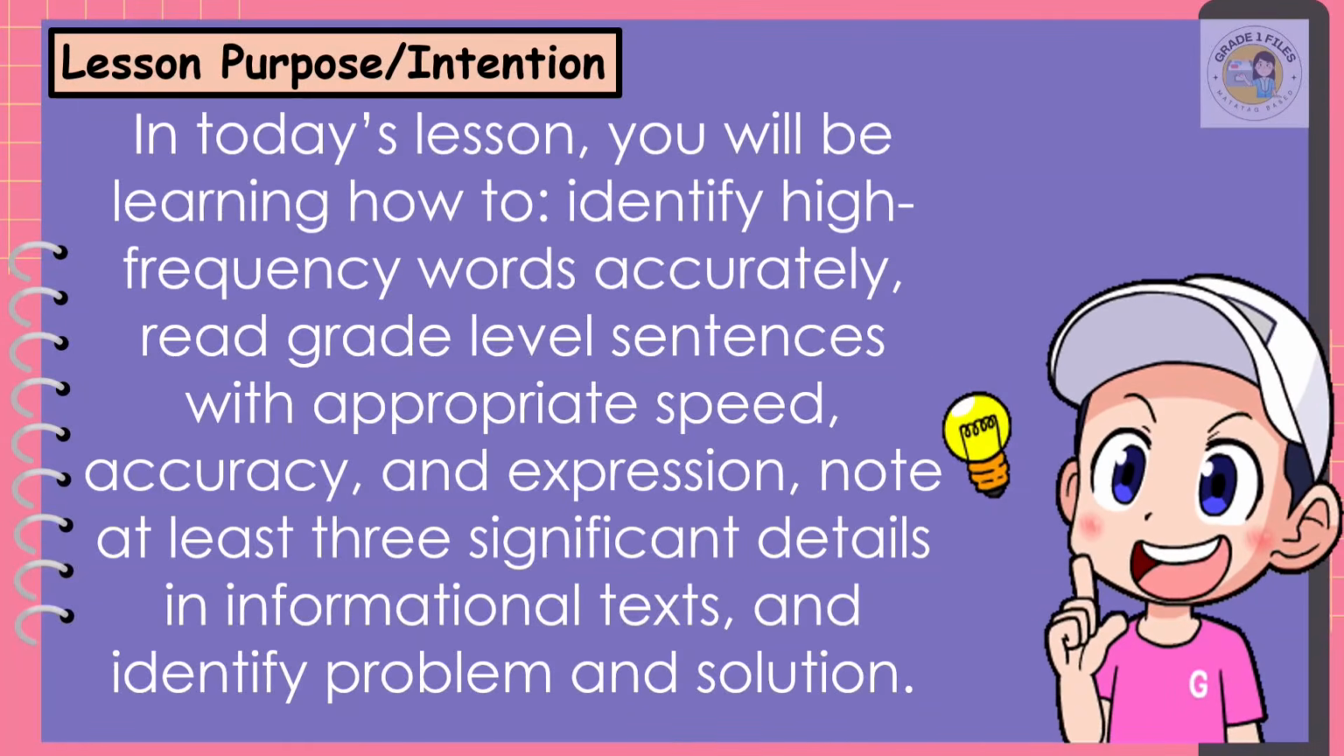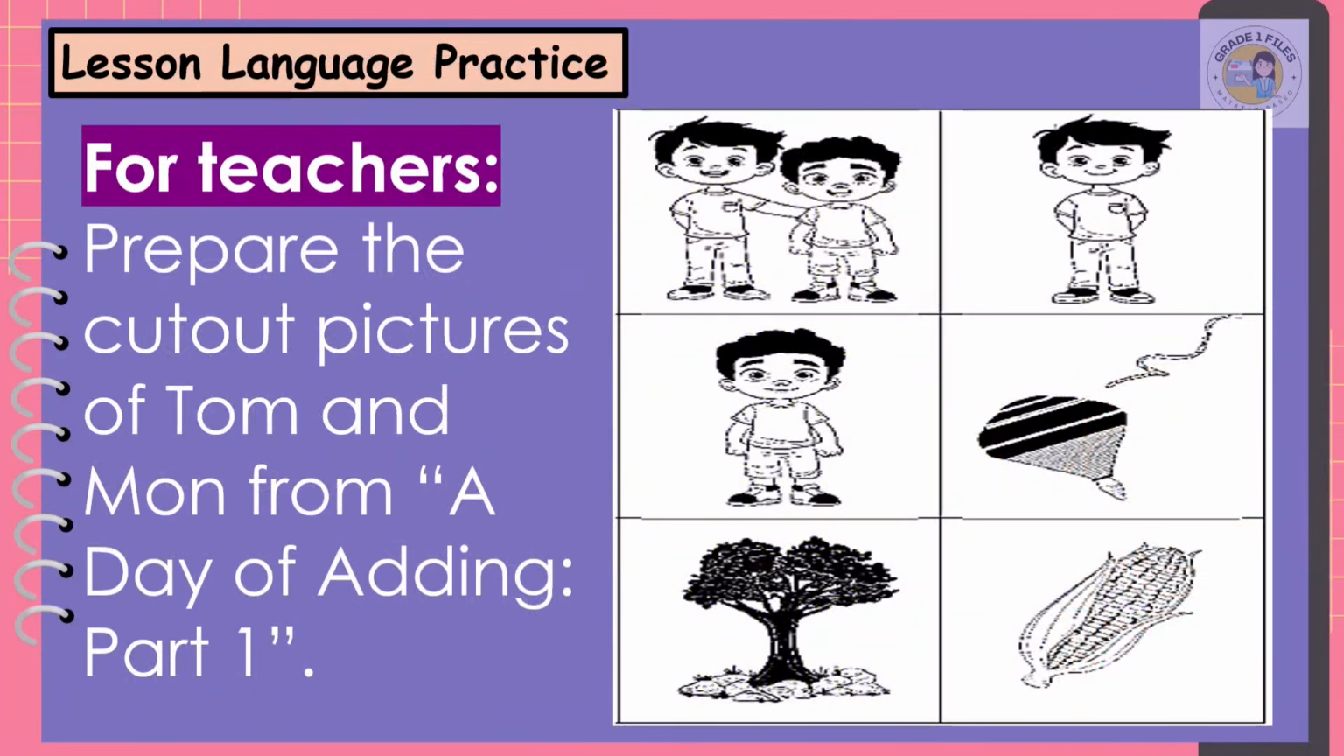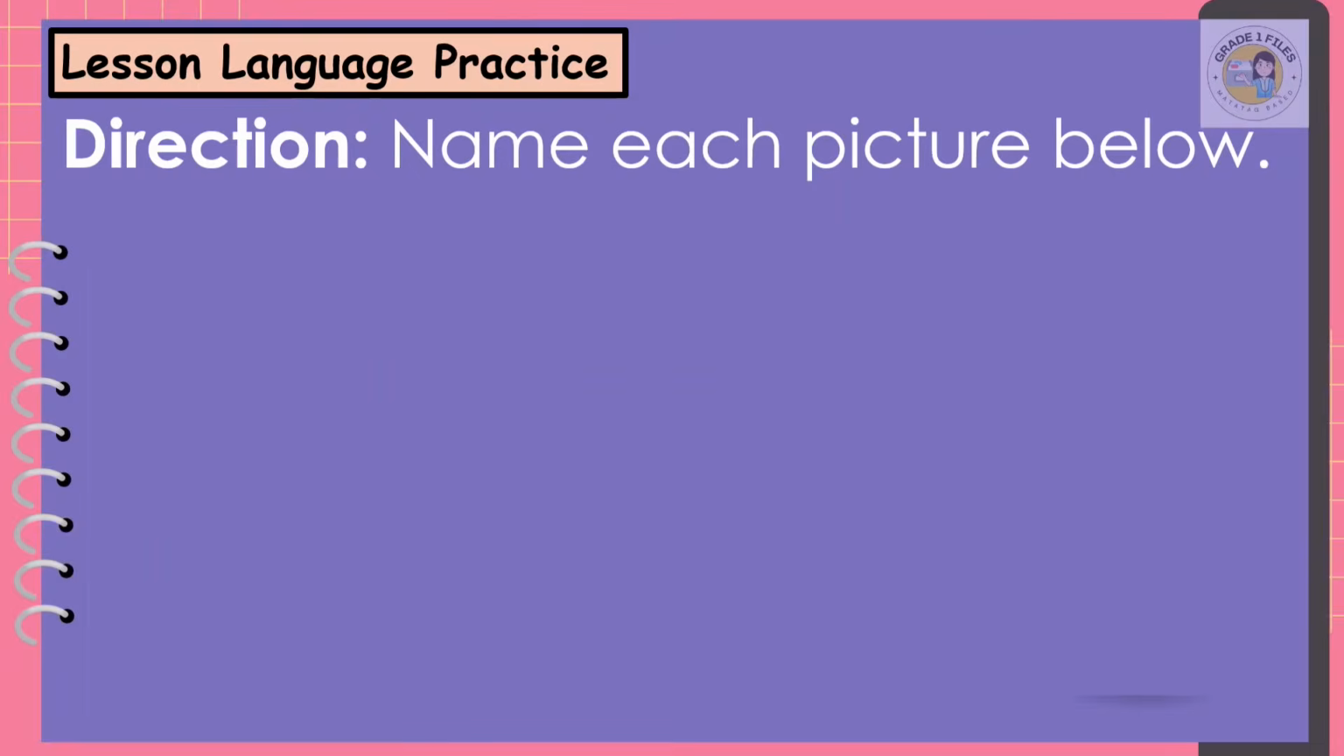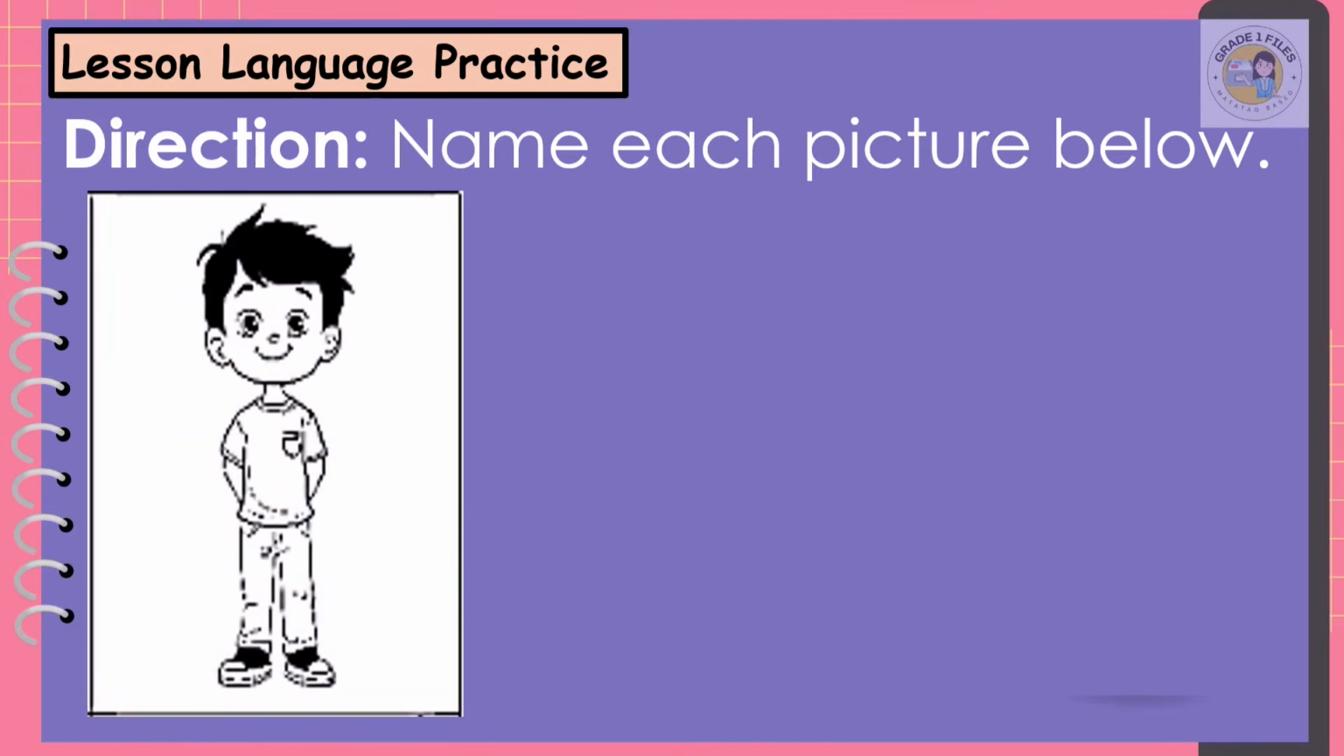In today's lesson, you will be learning how to identify high-frequency words accurately. Read grade-level sentences with appropriate speed, accuracy, and expression. Note at least 3 significant details in informational text and identify problem and solution. For teachers, prepare the cutout pictures of Tom and Mon from A Day of Adding Part 1. Name each picture below.